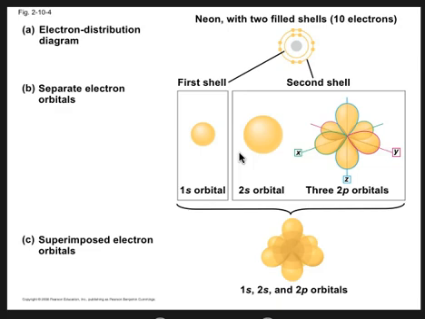How did I know it was neon other than it said it right there? Well, if I look at this, I see 10 electrons. Remember that I'm going to have the same number of electrons that I have of protons. And if I look at a periodic table, neon has an atomic number of 10.